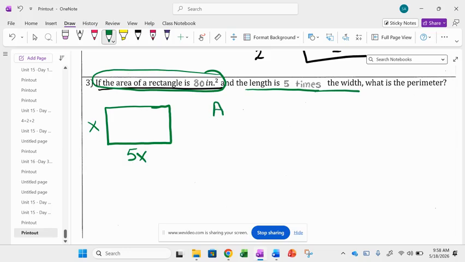So we know the area of a rectangle is equal to the length times the width. So they're saying the area is 80, which means for A, I'm going to substitute in 80. And that's going to equal my length, which is 5x, times my width, which is x. Is everybody okay with how I've plugged in so far? Yeah? Okay. Now we need to remember our exponent rules. If I do 5x times x, that's going to be 5x squared.